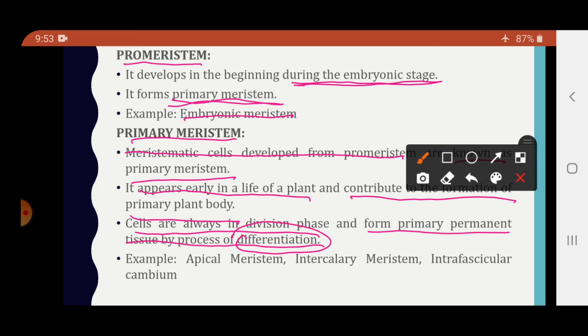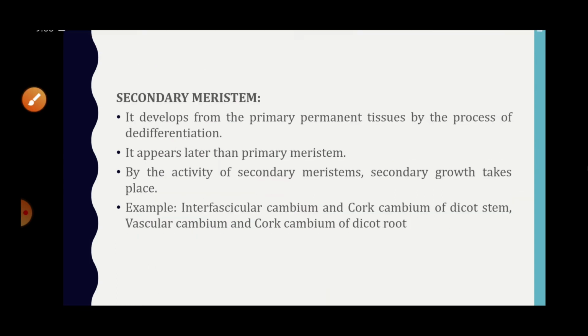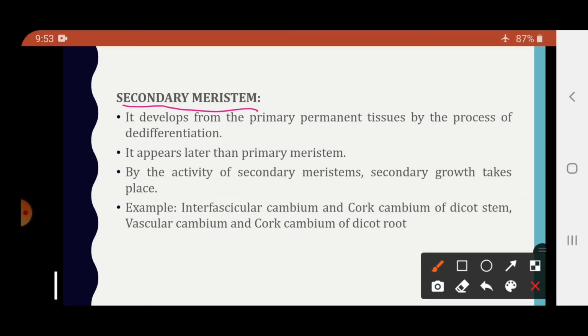The examples of primary meristem are apical meristem, intercalary meristem, intrafascicular cambium etc. ये सब हम डिटेल में इस चैप्टर में स्टडी करेंगे. And lastly it is the secondary meristem.